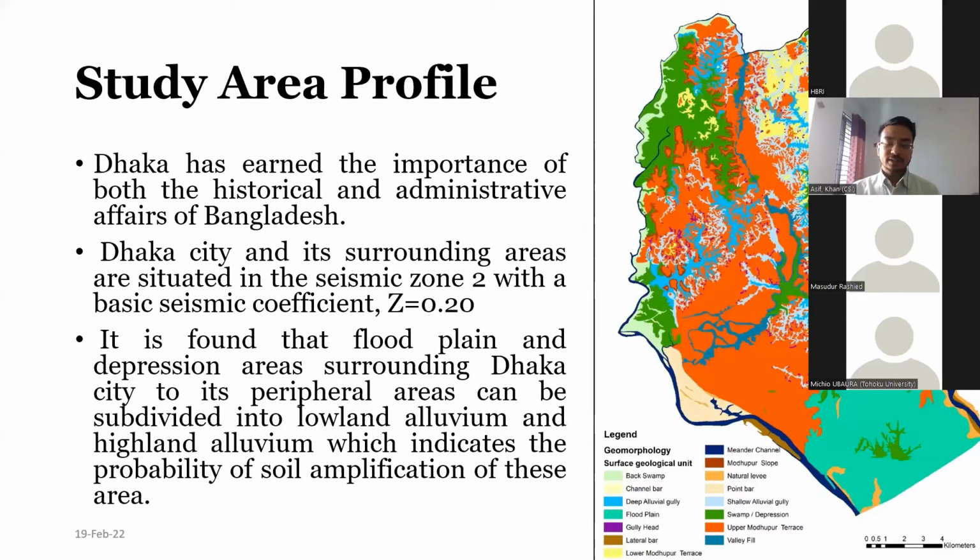Our study area is basically the entire Dhaka city, the greater Dhaka city, and Dhaka city has earned importance both historically and administratively, as explained by Masusan just before. Dhaka city is surrounded by many seismic vulnerable areas, and this is in seismic zone 2, and the basic seismic coefficient value is Z equal to 0.20. It is found that floodplain and the depression areas surrounding Dhaka city are peripheral areas which can be subdivided into lowland alluvium and highland alluvium, which indicates the probability of soil amplification of those areas.